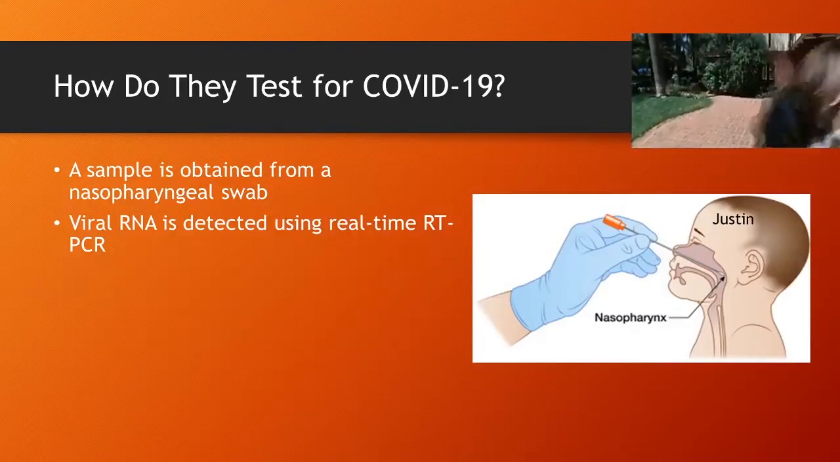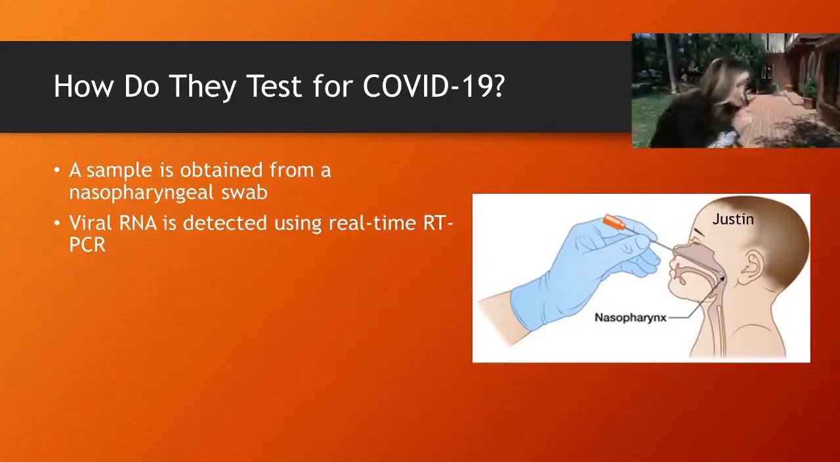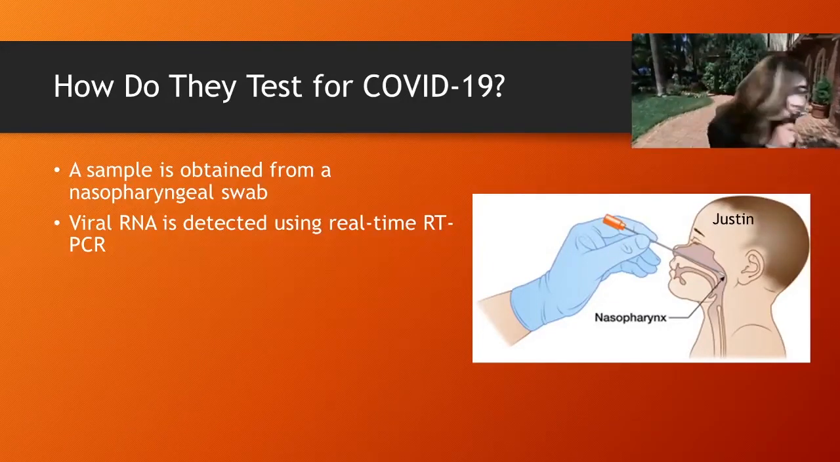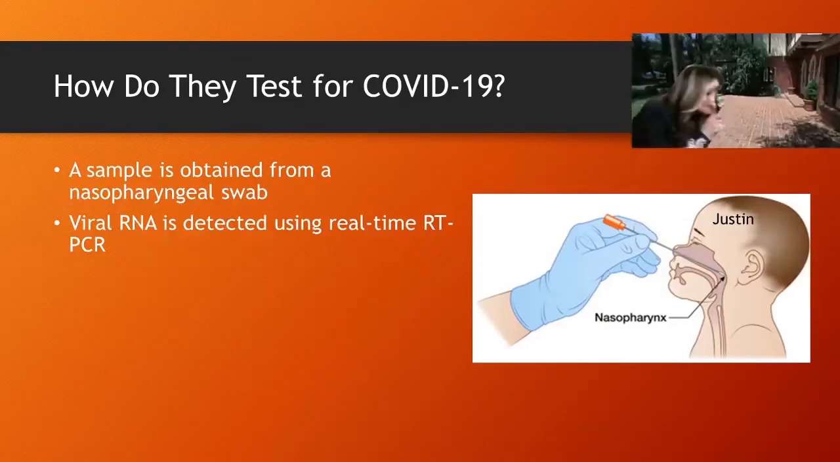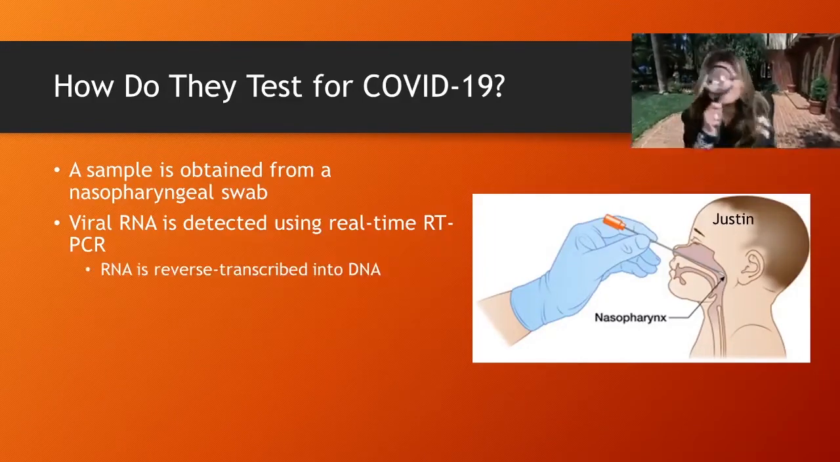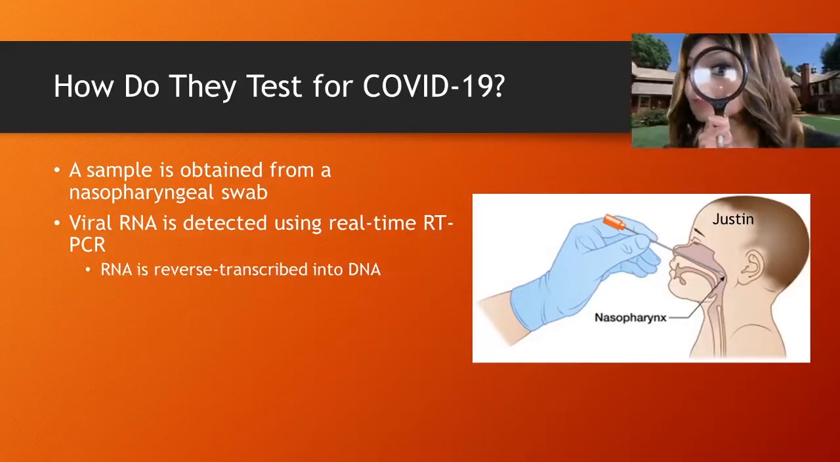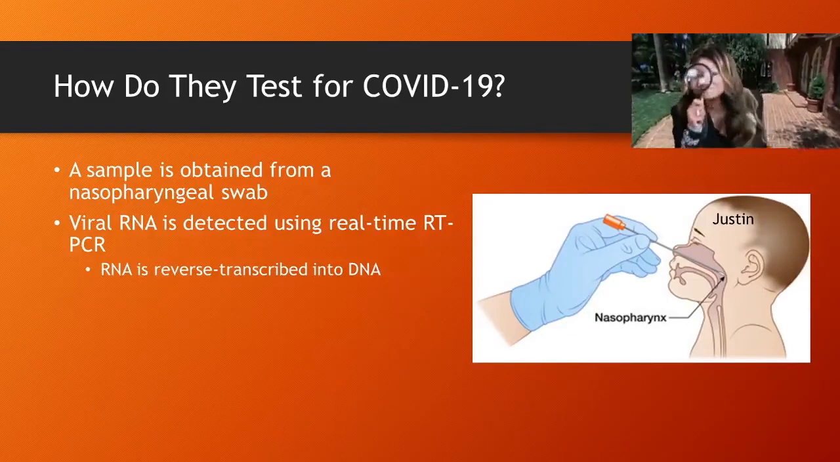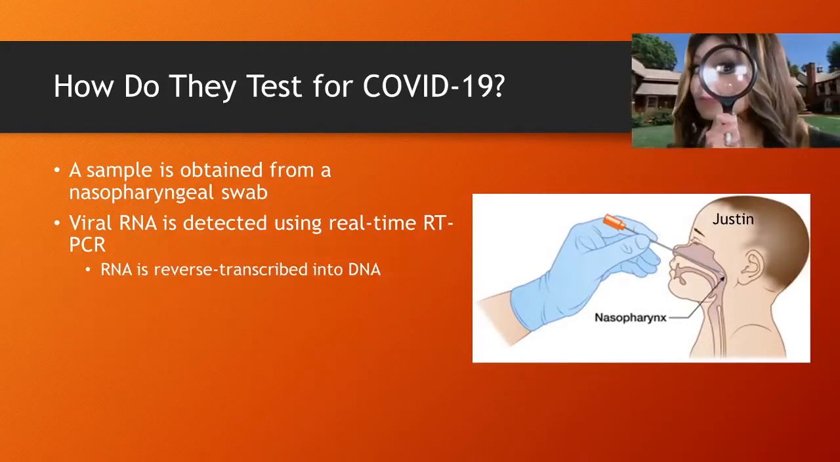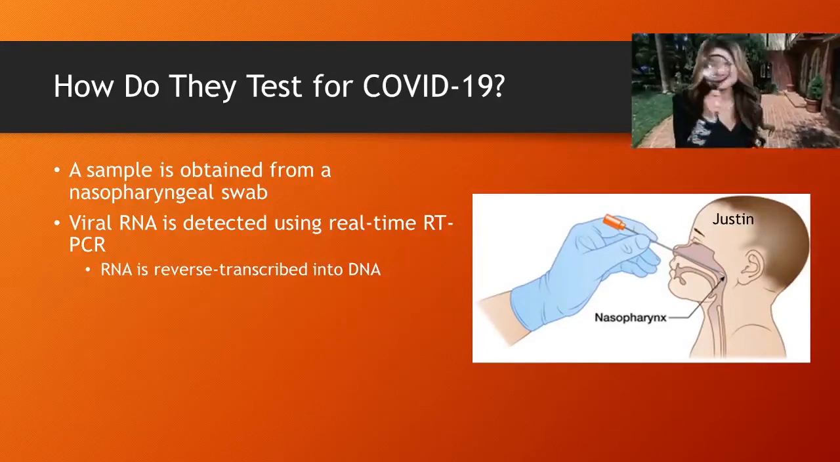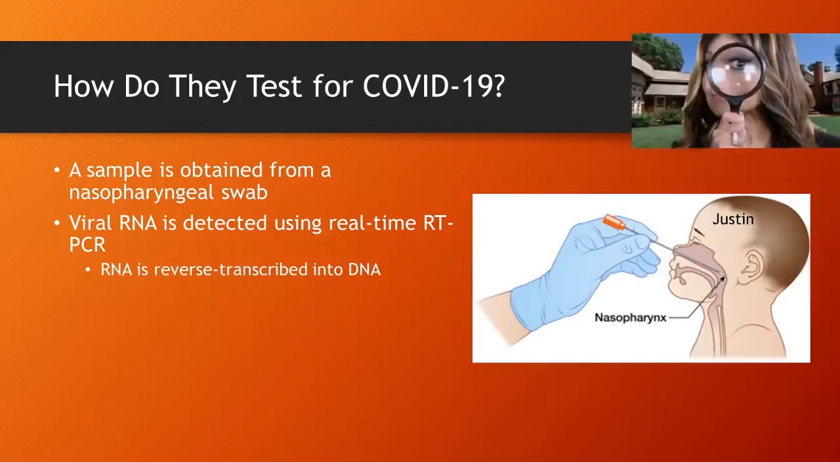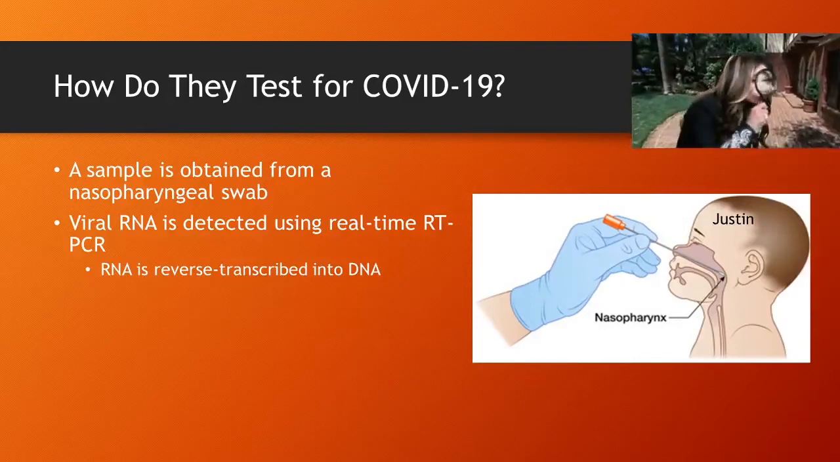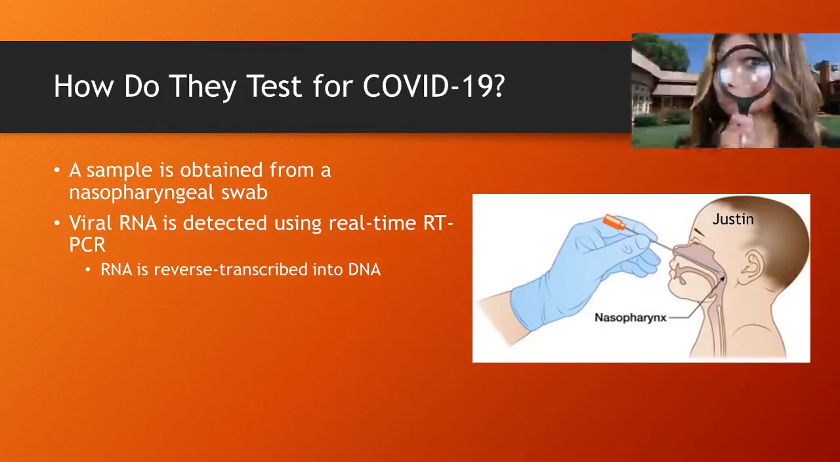So what we're actually detecting from the virus isn't the virus itself. We're actually detecting the RNA, so the genome of the virus. So a basic explanation of how that works is RNA is reverse transcribed into DNA. That's mostly because DNA is much easier to work with and much easier to amplify. So RNA is reverse transcribed into DNA.